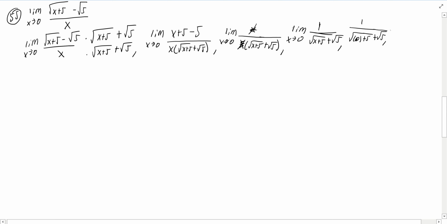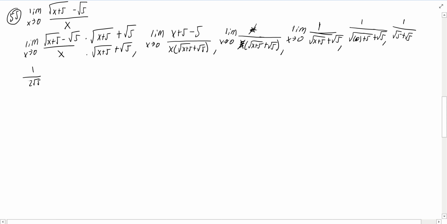And so this right here is going to simplify down to 1 over the square root of 5 plus the square root of 5. Now I'm going to go down over here, and this simplifies: 1 over root 5 plus root 5 is just 1 over 2 root 5. And that is your answer.